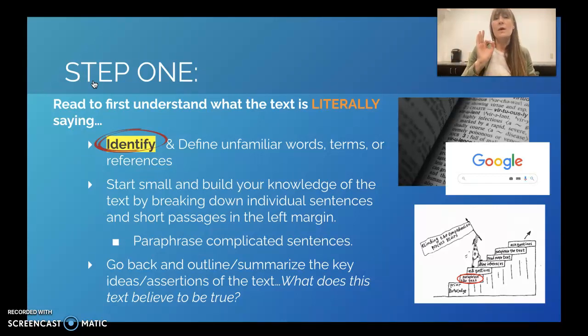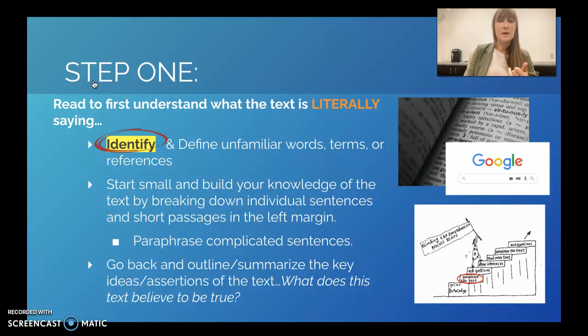All right, so let's start with step 1. Step 1 of this process means reading to first understand what the text is literally saying. Right? So in the black and white, we're not looking between the lines, we're looking at what it literally says. Step number 1, we want to identify and define unfamiliar words, terms, or references. A lot of times if we don't understand what these keywords mean, then we don't understand what the text is actually saying.